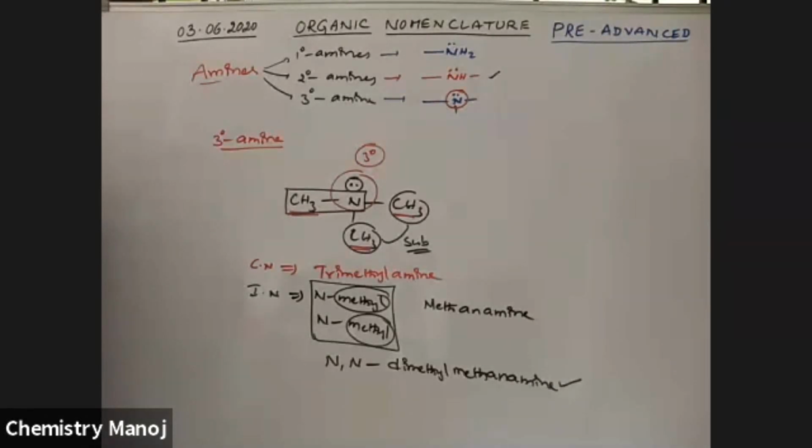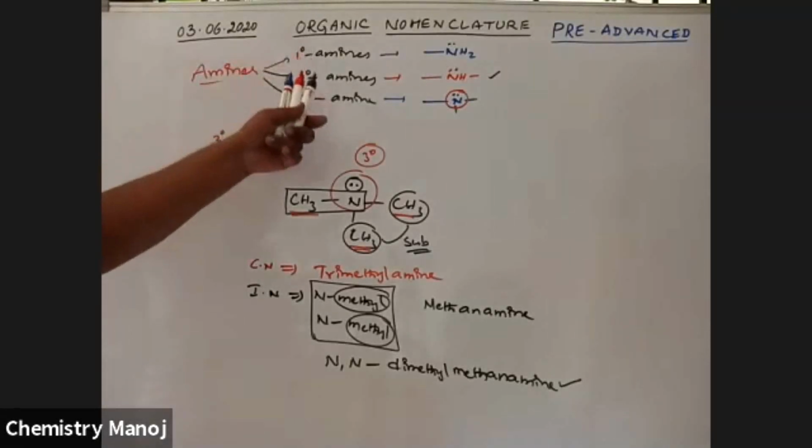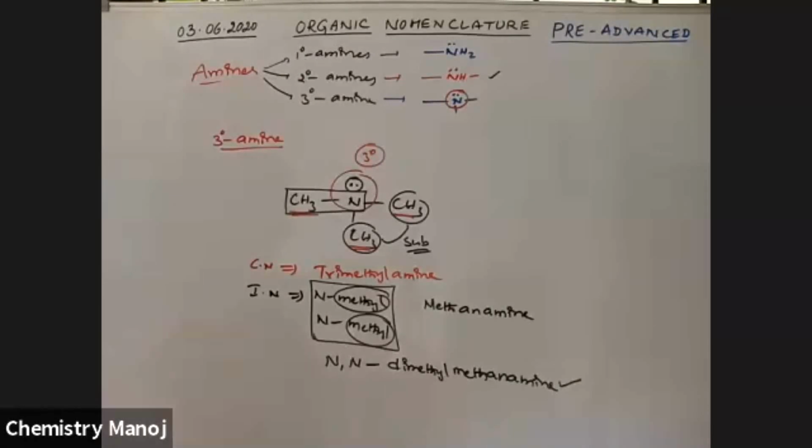Very, very important. NN means 2 methyl groups attached to nitrogen only. It is N,N-dimethylmethanamine. So this is the way to write IUPAC names for primary, secondary, and tertiary amines. What is a primary amine?